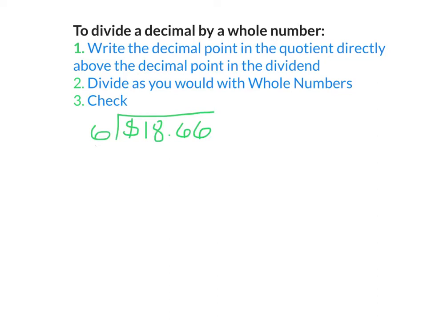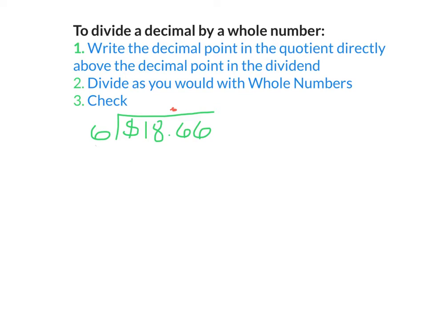We have $18.66 divided by 6. So step 1 tells us to write the decimal point in the quotient directly above the decimal point in the dividend. Here's the decimal point in the dividend, so it's going to go directly above there. So I just bring my decimal point up. It's kind of messy, but that's where it is. Now we just divide as we would with whole numbers.